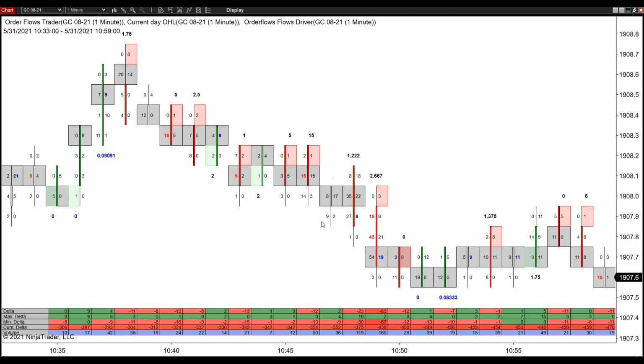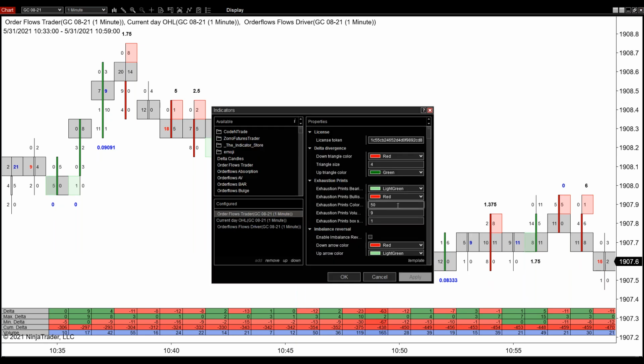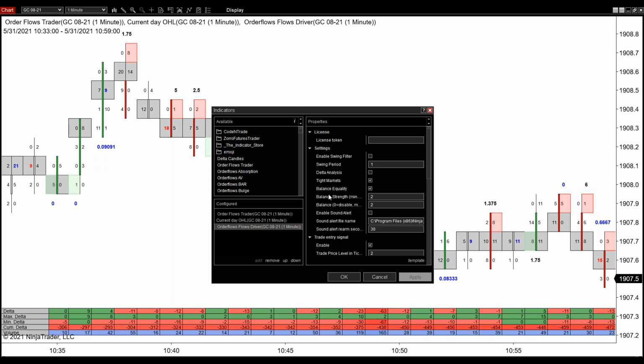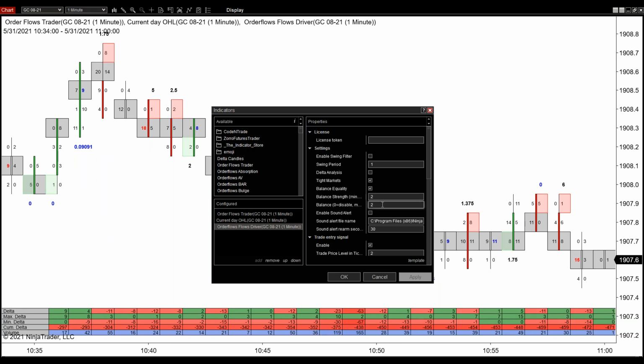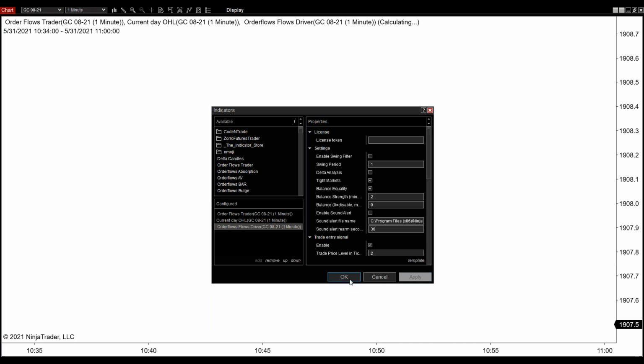And go back to the settings. Balance equality. Basically, you want to make sure that the order flow in the bar is equal. It's just a filter, you don't need to use it. But really the main things you're going to be using are the balance and balance strength. Now you could turn it off, right? If you don't want to use the balance strength, the algo will work out all the other stuff in the order flow. Okay, so when you turn it off, you're going to get a lot more signals.